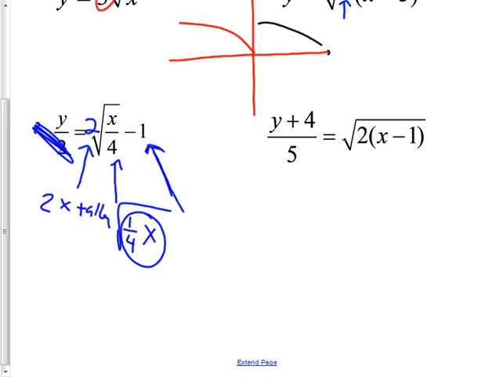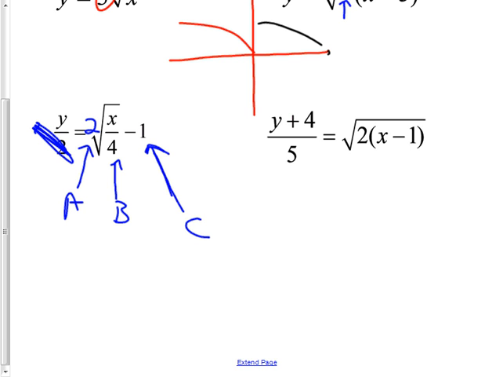And the last one was the -1, which would be where? Down 1. Now, if you were just to answer this, if I call these A, B, and C, what order should you do it in? What letter is first?